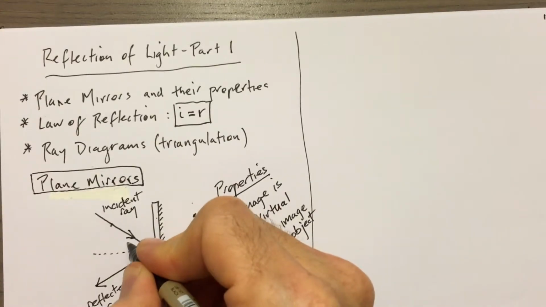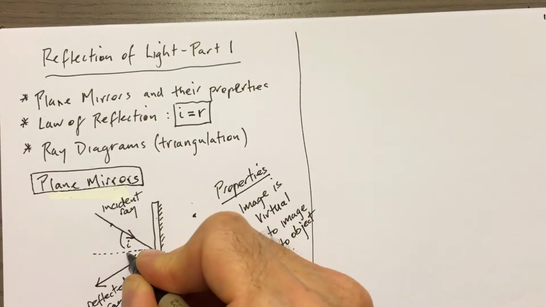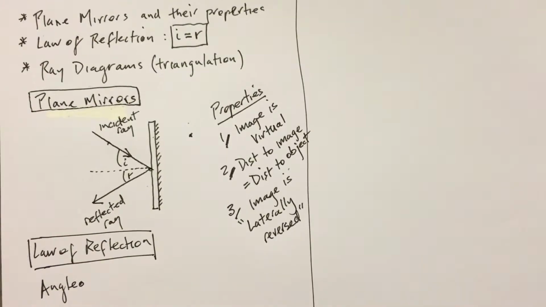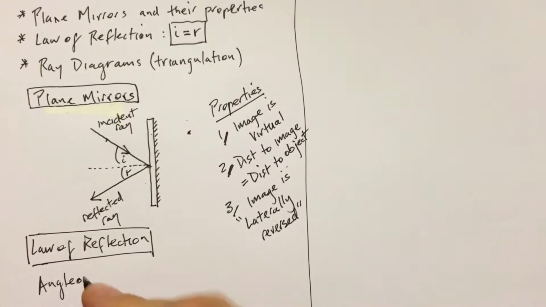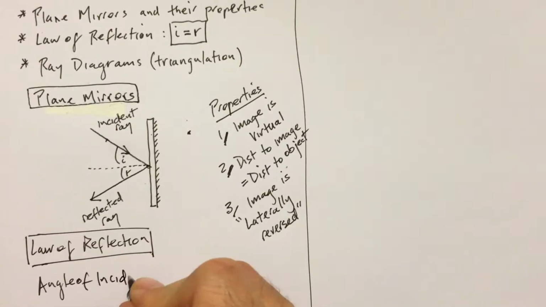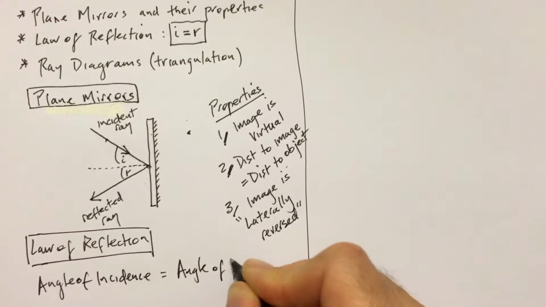This angle in here, we'll call that I, the incident angle, and this angle here, we'll call R, the reflected angle. So the basic law of reflection is angle of incidence. Sorry, I just realised that was off the screen. There it is. Law of reflection: the angle of incidence is equal to the angle of reflection.